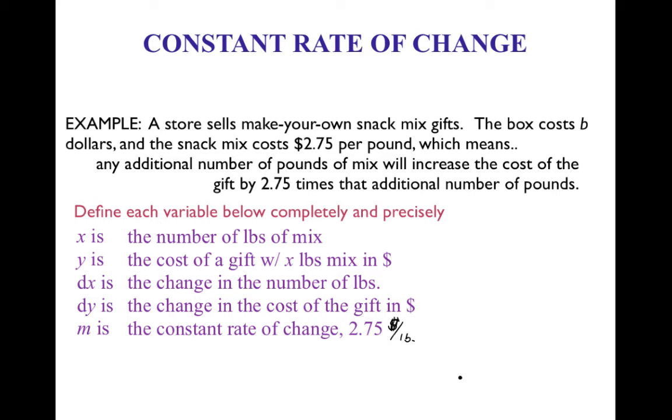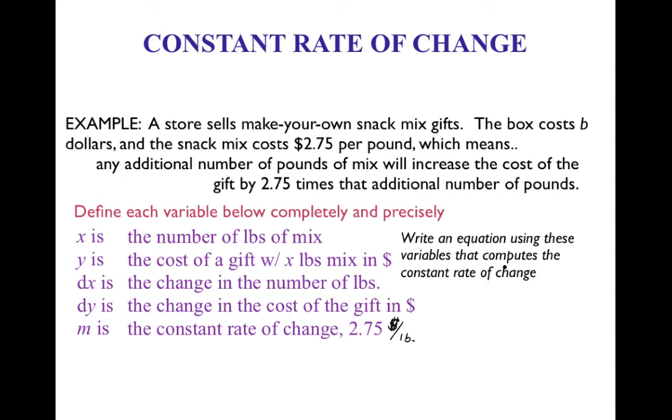Okay, so I want you to write an equation using these variables, some or all, that computes the constant rate of change. How would you use these variables to compute the constant rate of change? So if it's an equation, it's going to start as m equals. What would compute that constant rate of change? m equals what? From your reading. Yes, sir. dy over dx. He wants dy over dx.